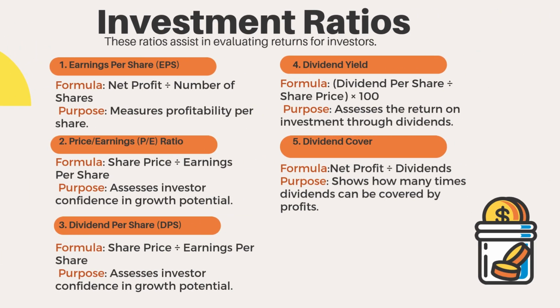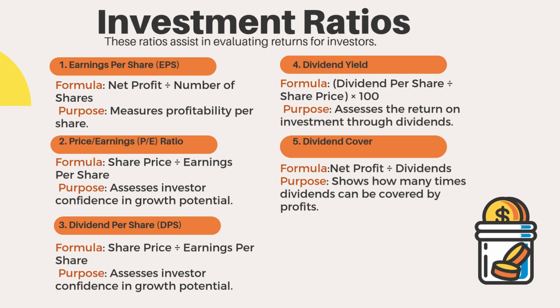Investment ratios. These ratios assist in evaluating returns for investors. 1. Earnings per share (EPS) formula: net profit divided by number of shares. Purpose: measures profitability per share. 2. Price earnings (PE) ratio formula: share price divided by earnings per share. Purpose: assesses investor confidence in growth potential.